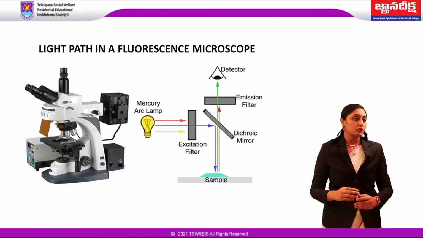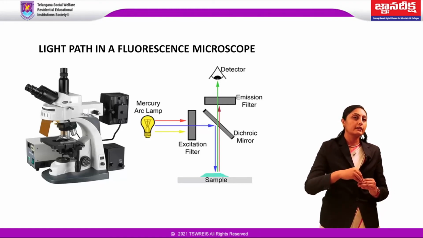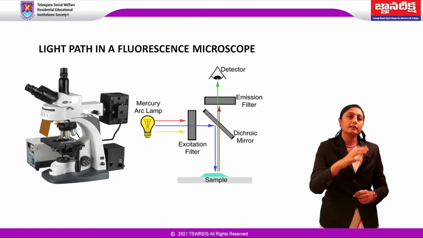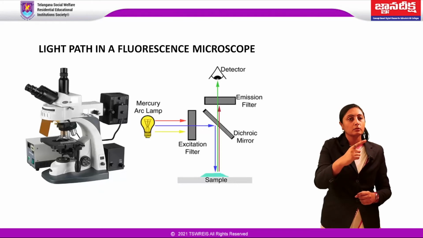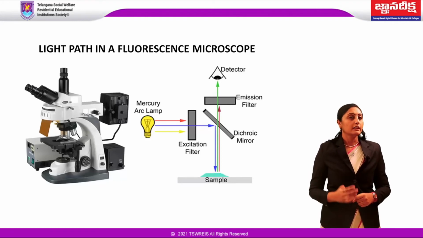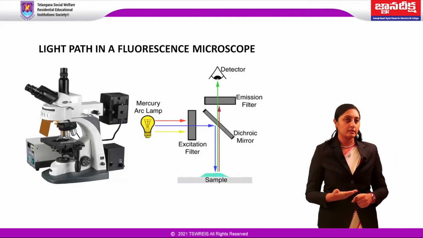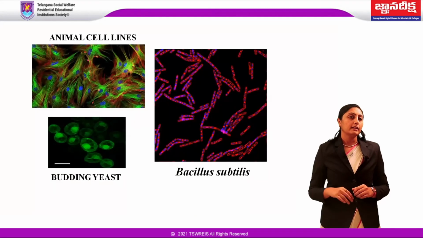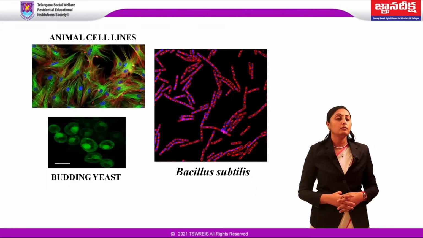A dichroic mirror, which reflects the blue light but allows the green light to pass, is used on the path of the blue light. The mirror is fixed at such an angle that the blue light is reflected downward to the specimen. The portions of the specimen which are stained with the fluorescent dye absorb the blue light and emit green light. Only the green light goes upward and passes through the dichroic mirror and the emission filter. Our eye perceives the stained portions of the specimen as glowing green objects against a jet black background, whereas the unstained portions of the specimen remain invisible.